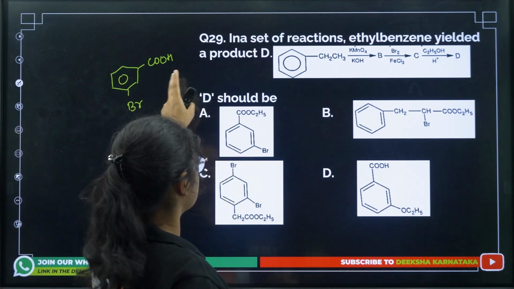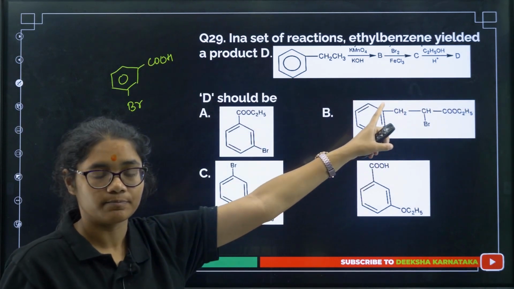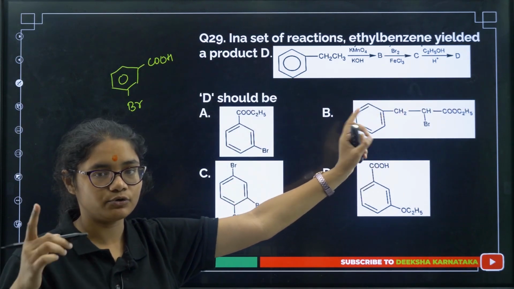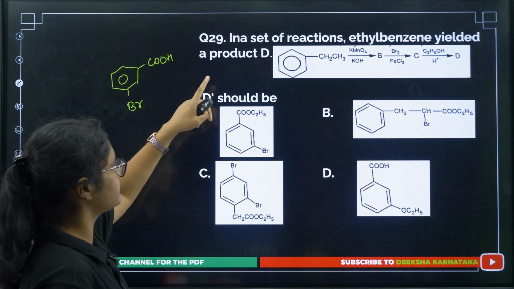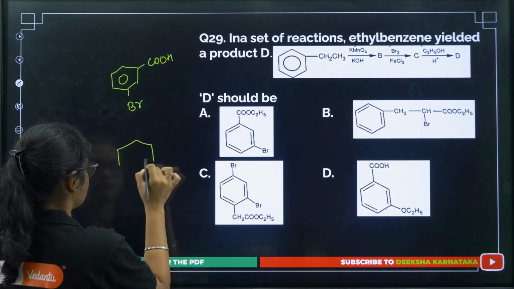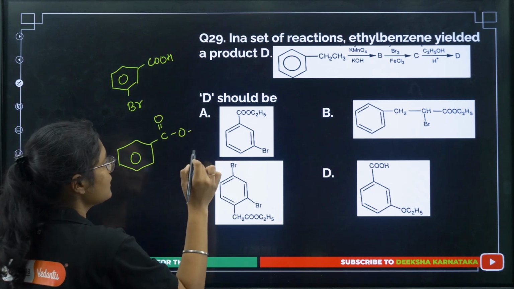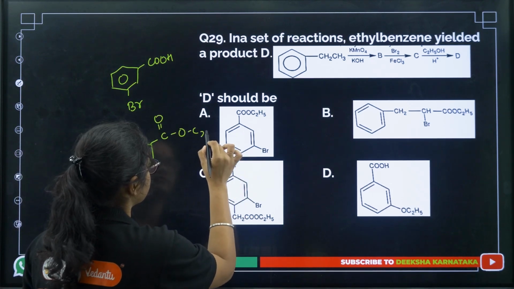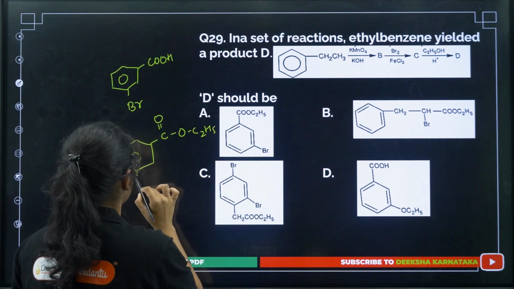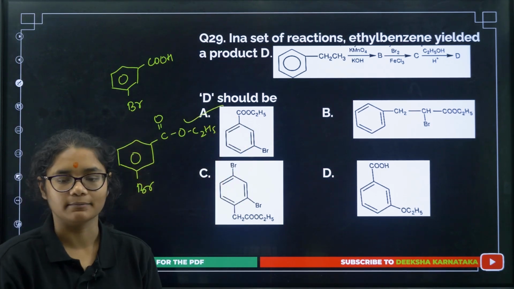Okay. After that you are treating this one with, this is a carboxylic acid, and then you are treating it with an alcohol. So acids and alcohols will give you esters, right? So because of that, what we will get? An ester formation. So C double bond O, then you have C2H5, and here you have Br. So correct answer for this question will be option number A.